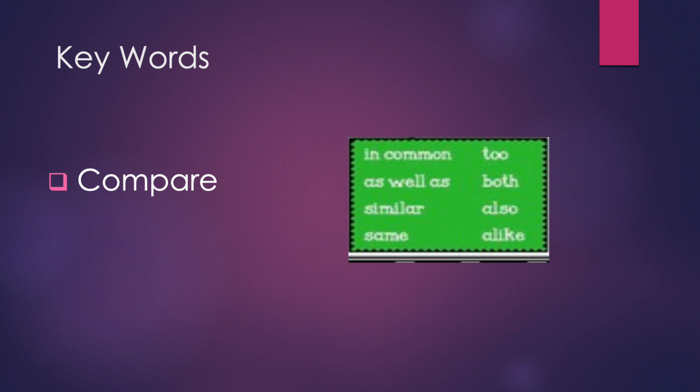Keywords to think about when you compare two or more things are, and let's go down the first column, in common, as well as similar and same. And in the second column, the words too, both, also, and alike. These are some keywords that you should be using and thinking about when you compare two or more things, especially when you're writing about them.